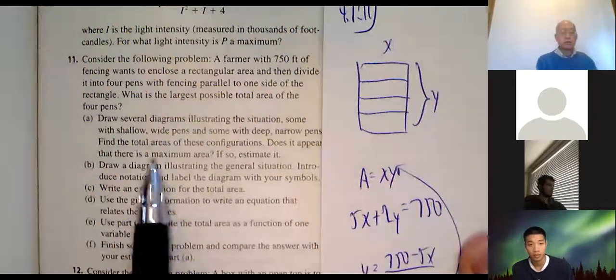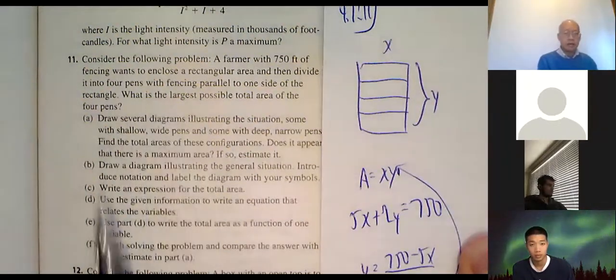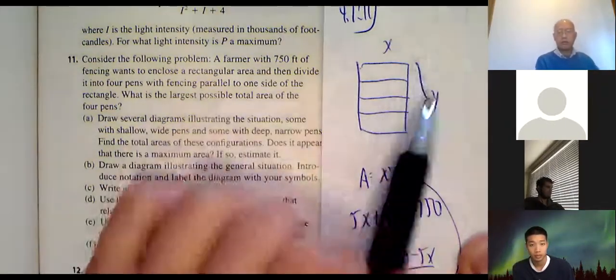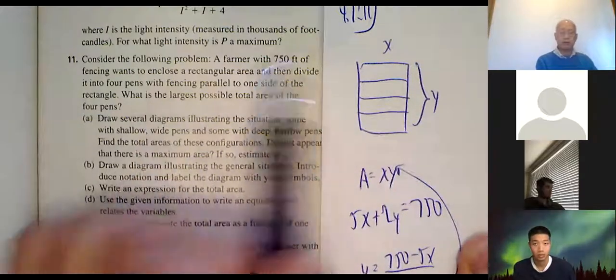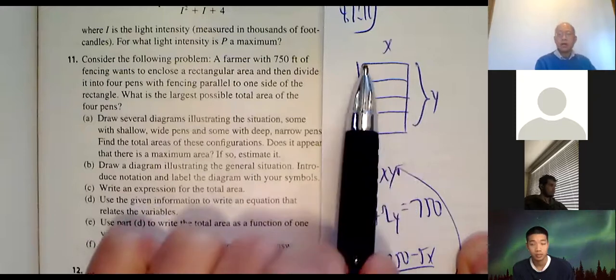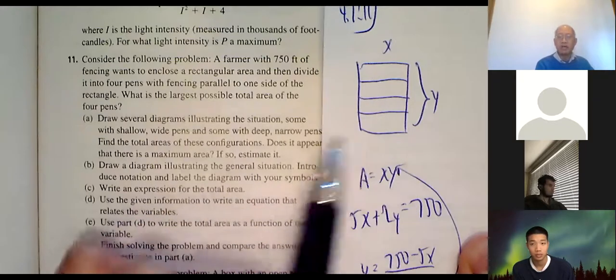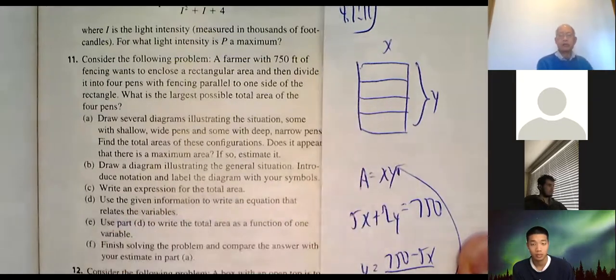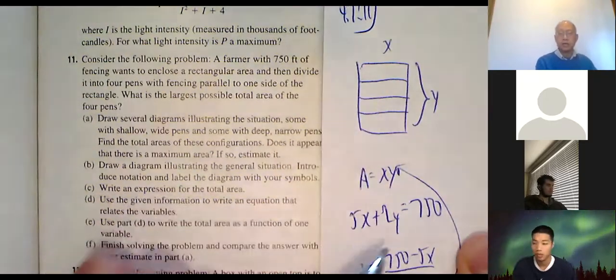So what's the largest possible area? Don't worry about A, B, C, D, E, F. We're going to do the problem. In the process of doing it, we're answering the question. Okay, so I'm going to call that X and call that Y. There are 1, 2, 3, 4, 5 X's, and there are 2 Y's. The grand total of fencing is 750.